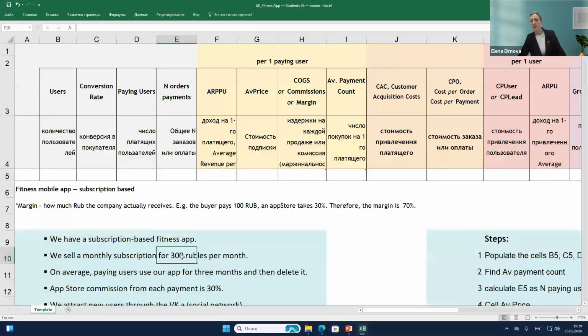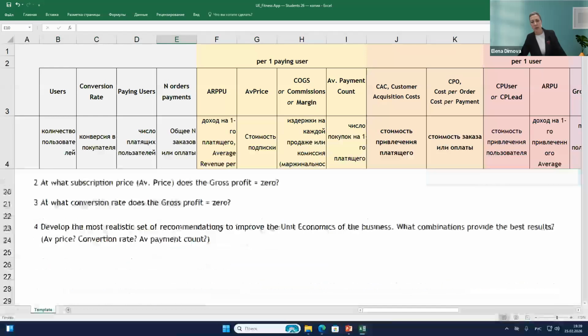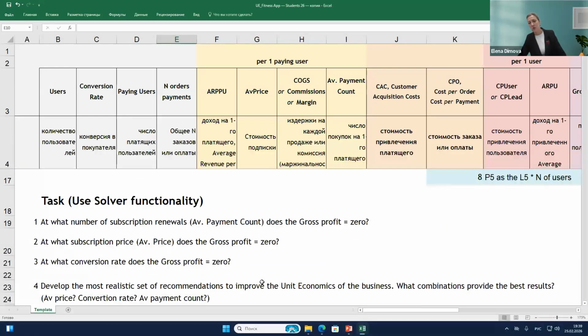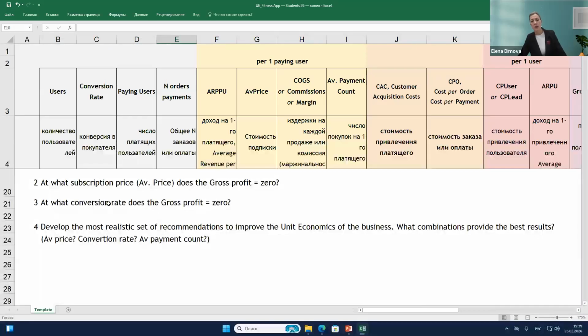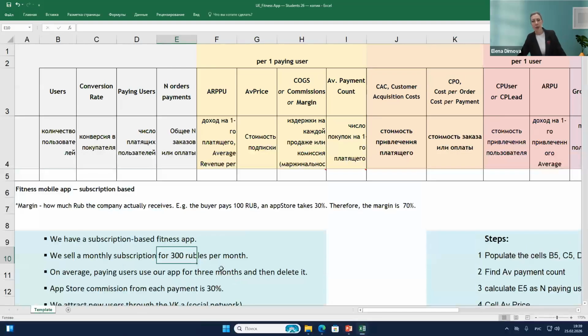Now it's 300 rubles per month. Is it enough? Should we reduce or maybe increase? What conversion rates allow us to achieve gross profit of at least zero? And we should also figure out what the most realistic scenario is and what recommendations we may have in order to improve our business model, and what the pain zones are that really ask for our attention, and we need to identify them.